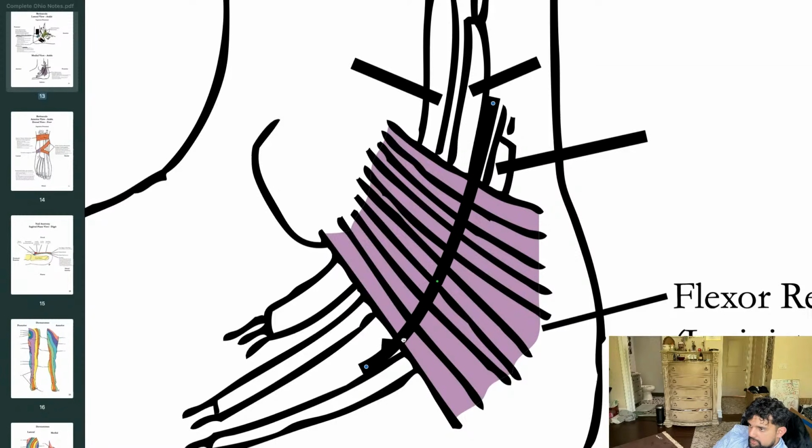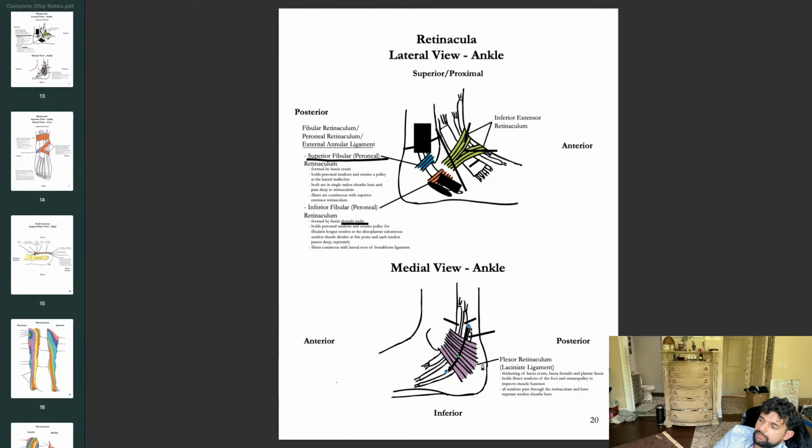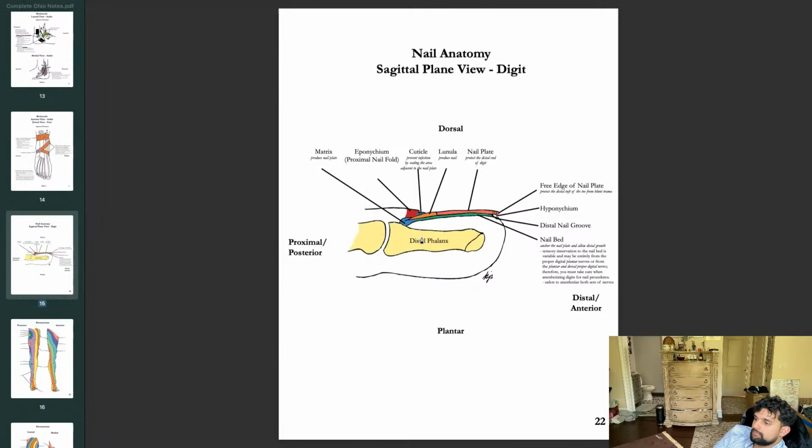Neurovascular bundle, which runs in between flexor digitorum longus and flexor hallucis longus. Flexor hallucis longus is so posterior that it goes in between the two tubercles of the talus, the medial and lateral. Yeah, so that's how far back and posteriorly oriented that is. We're just gonna move on to here.